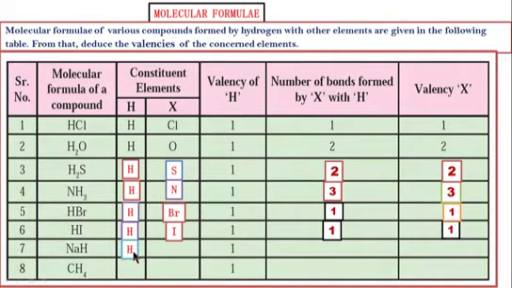In NaH, here H means hydrogen, here sodium Na. Valency of hydrogen is 1. Number of bonds formed by sodium with hydrogen is 1 and valency of sodium is 1. Next example, CH4. Here carbon and hydrogen. Here hydrogen, here carbon. Valency of hydrogen is 1. Number of bonds formed by carbon with hydrogen are 4 and valency of carbon is 4.